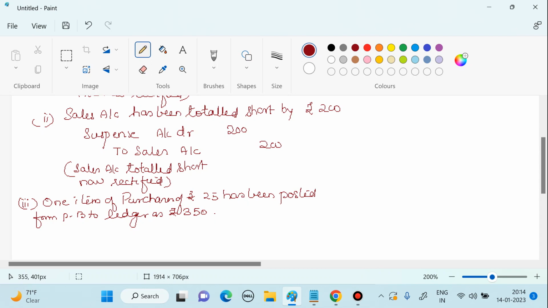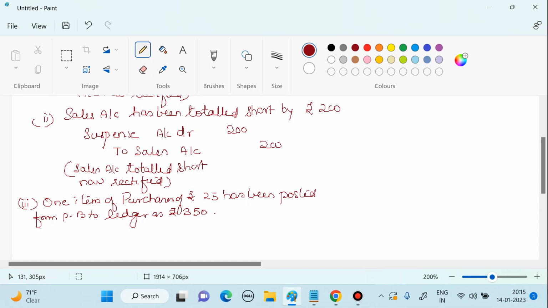Now next one. There was one item of purchase of 25 that has been posted from the purchases book to the ledger as 350. So you remember in the purchases book, how do you post? You post the total into debit of purchases. And each individual item you post into the creditor's account, to the credit.